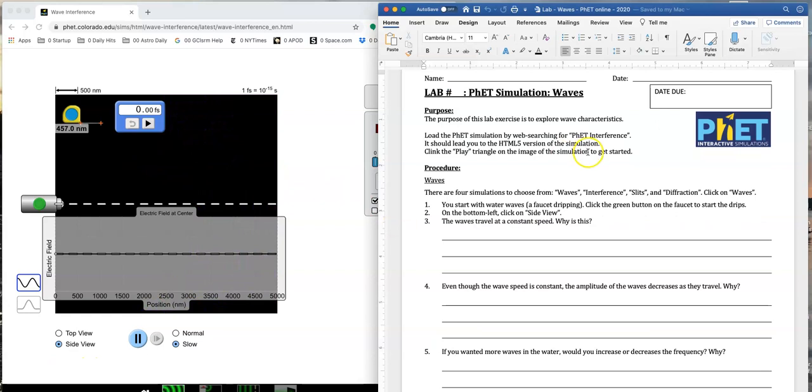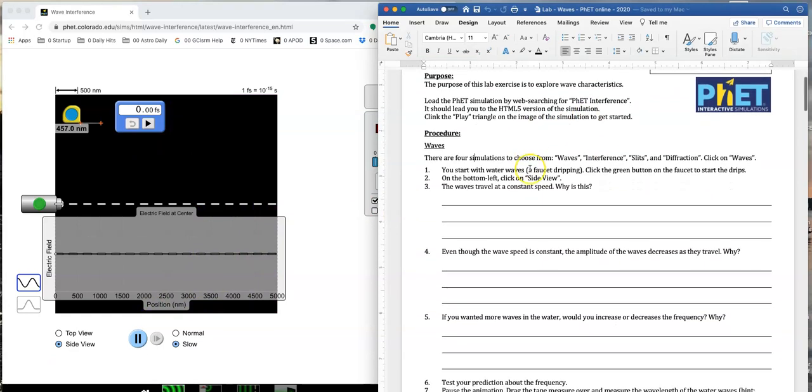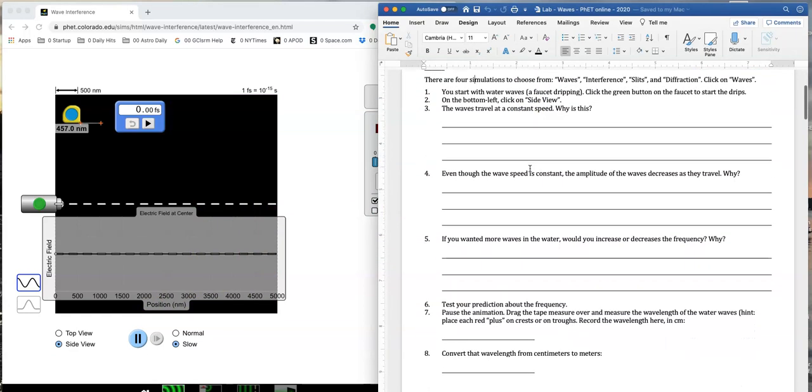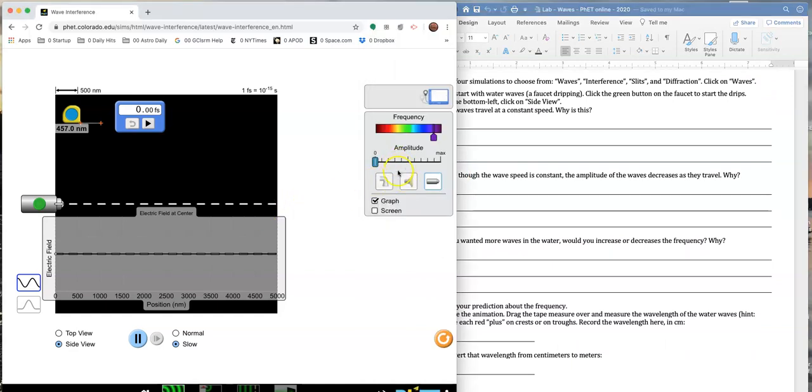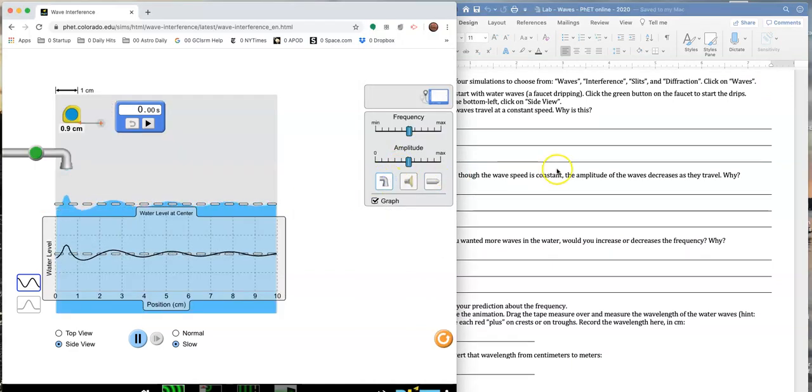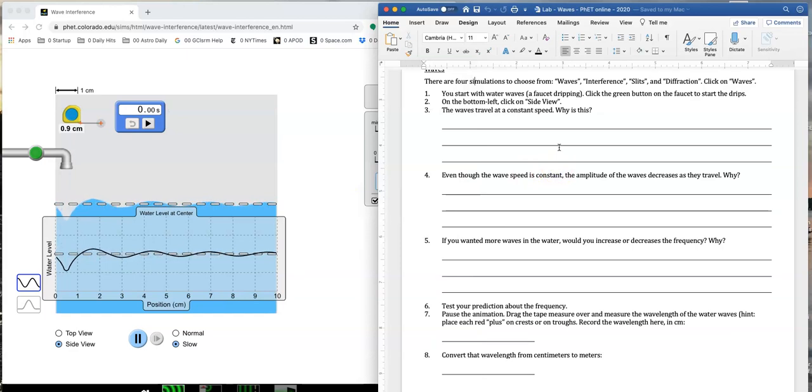So walking through the questions here, we have the first one: the waves travel at a constant speed with the water dropper. The waves travel at a constant speed. Why is this? Think about what you know about media or mediums and waves. If the medium does not change, does the speed change? And the water is not changing, so the medium is not changing. And so what does the speed do? All right, that's what three is asking.